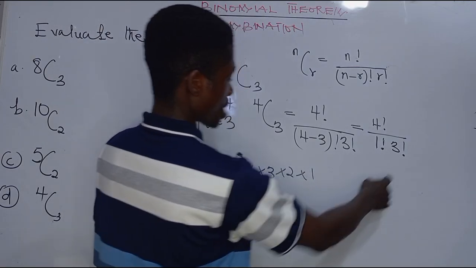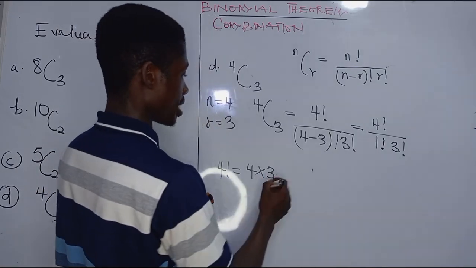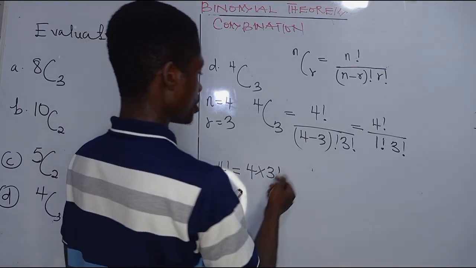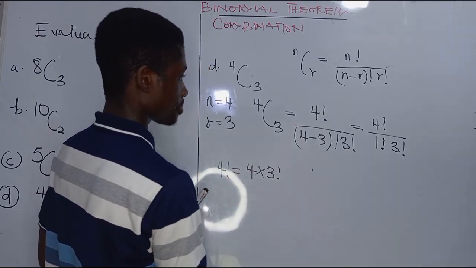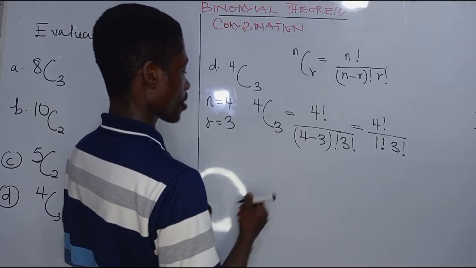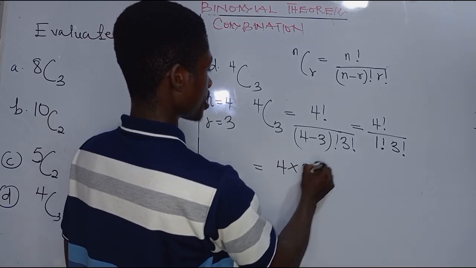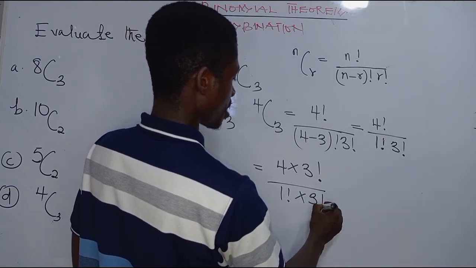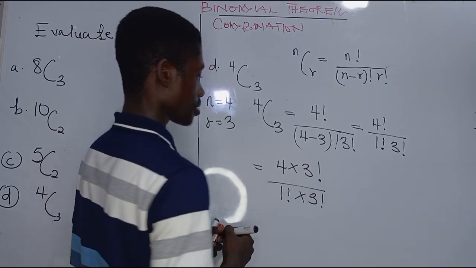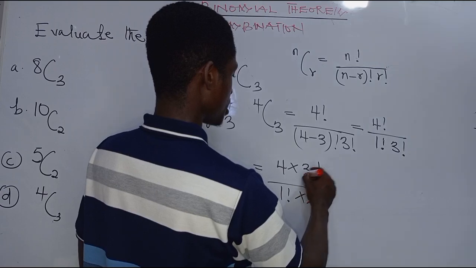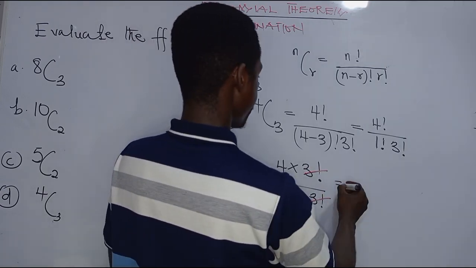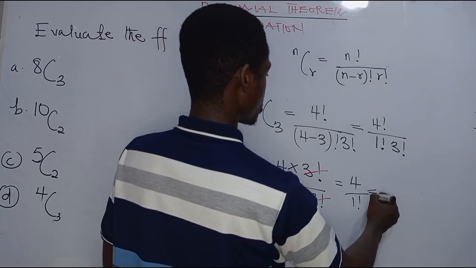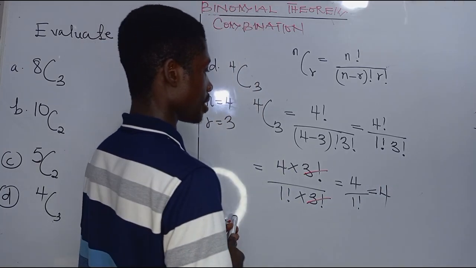Now you realize that we have 3 factorial here. So we can end it at 3 factorial, because 3 factorial will cater for all those natural numbers that are lesser than this. So in place of 4 factorial, we are going to write this. So we have 4 times 3 factorial all over 1 factorial multiplying 3 factorial. So you realize that this will cancel this. So we have 4 all over 1 factorial, which is the same as 1, and that gives us 4. Very, very easy and simple.